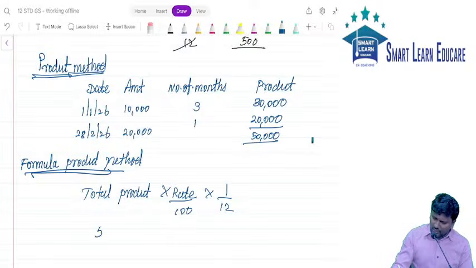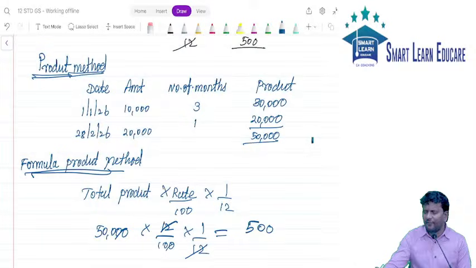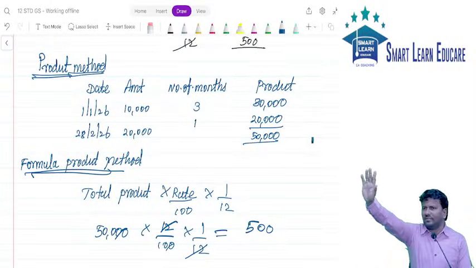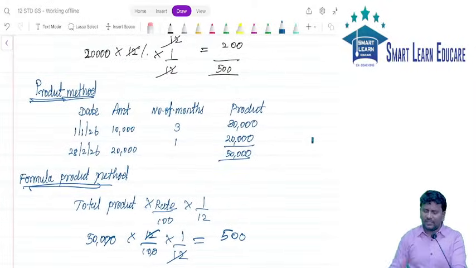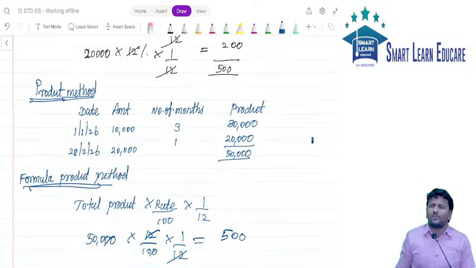What is the total product? Substitute the number, 50,000. What is the rate? 12 percent. 12 by 100 into 1 by 12. 12 gets cancelled. 2 decimals cancel with the 100. So what is the interest? 500. Same answer, we get 500, in another way. That method we call the product method.